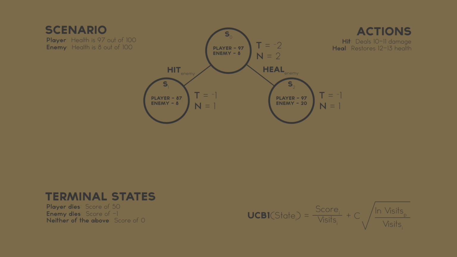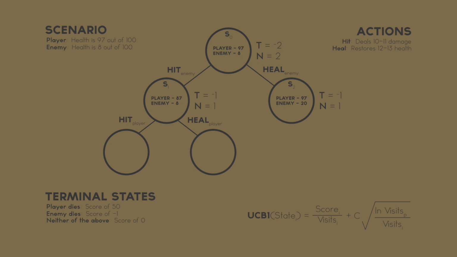Both S1 and S2 have a UCB1 value of 0.6651 since they both had the same scores, visits, and parent node. State S1 is chosen simply by order of children. Expansion occurs.